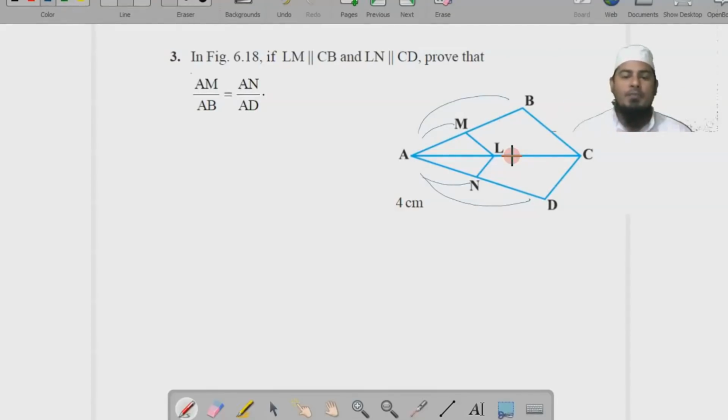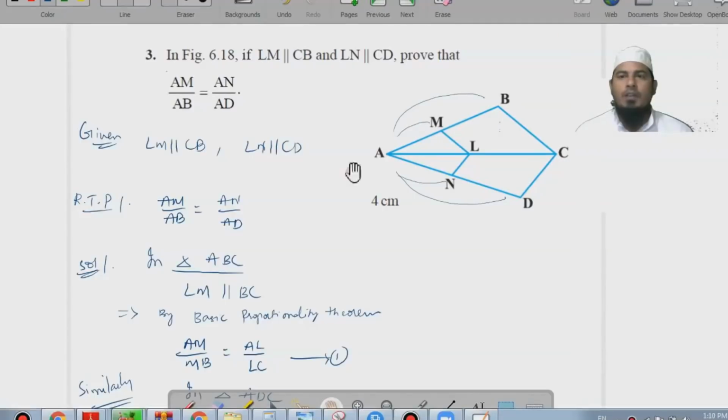Then from the basic proportionality theorem we will get AM by MB is equal to AL by LC, but he is asking AM by AB, a full side. Whenever we use the basic proportionality theorem we will get AM by MB. In order to make a full side we have a technique, adding 1, and let us see how to do it. Let us look at the solution.